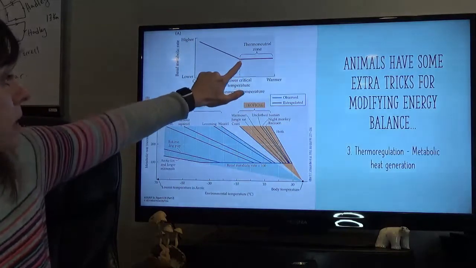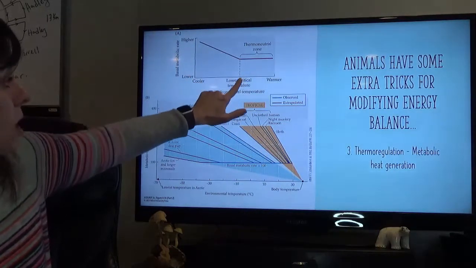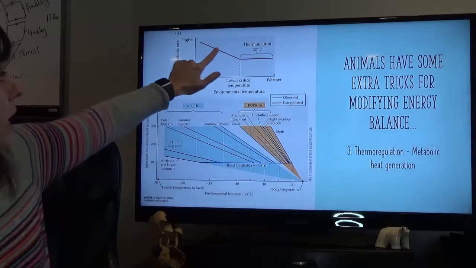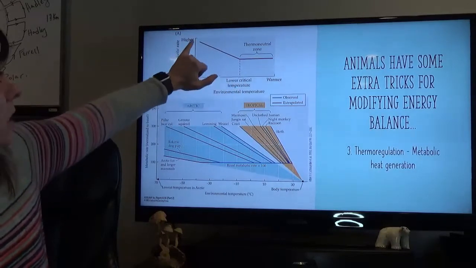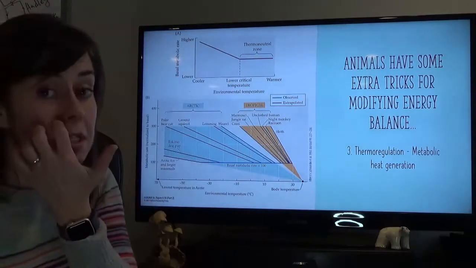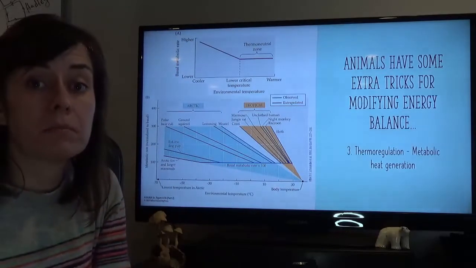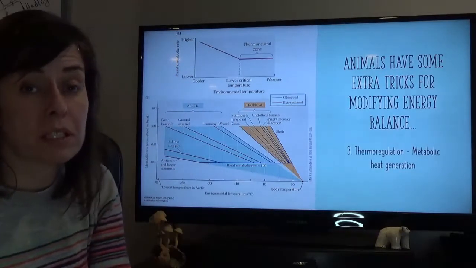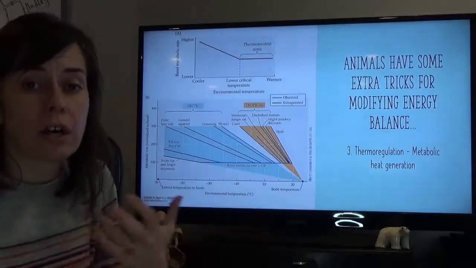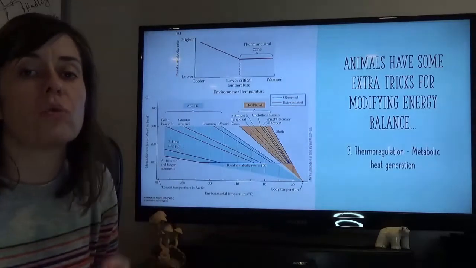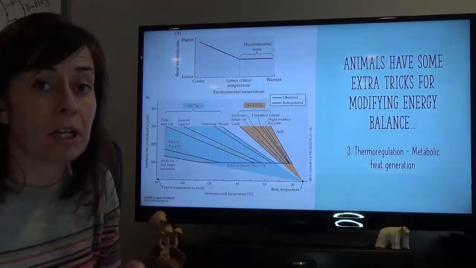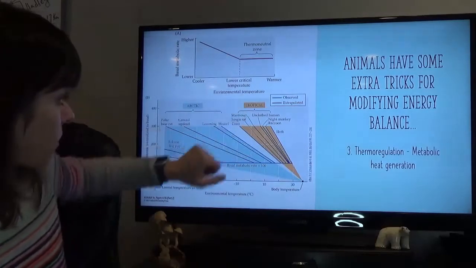And so what we see happening is once you cross that lower critical zone, the basal metabolic rate begins to increase. So the metabolic costs associated with temperature regulation begin to increase because the body has to use a lot more energy to generate that heat that keeps the body at whatever temperature it is.